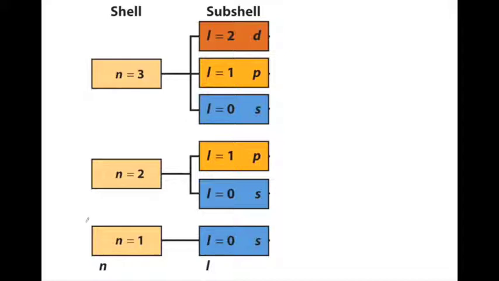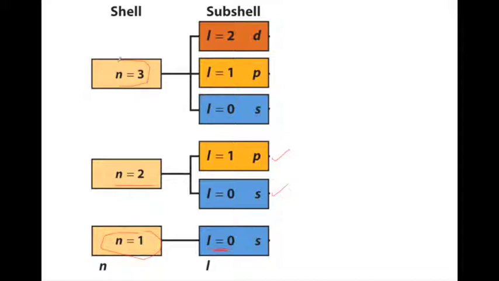So to sum that up, if you have n equals 1, the first shell, you can only have one L value, which means you only have one subshell, or one type of orbital, in the first shell. For n equals 2, the second shell, you have an L of 0 and you can have an L equal to 1. So there are two subshells, or two different types of orbitals, in the second shell.